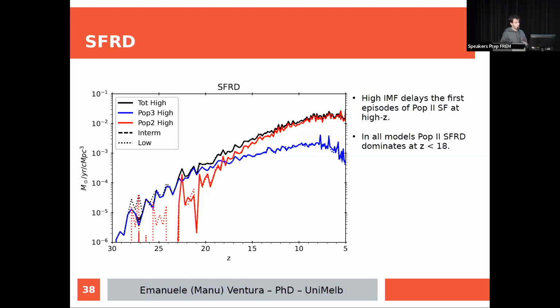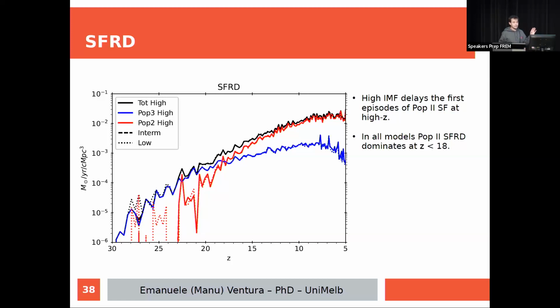Especially, let's say, below redshift 18, something like that, the lines of the same color are superimposed on each other. But what is really interesting here is the very first episodes of star formation. If we are accounting for a high IMF or intermediate IMF, you can see that the POP2 stars start to form at redshift 23. While if we are considering a Salpeter IMF, we can have the first episode of POP2 star formation earlier.